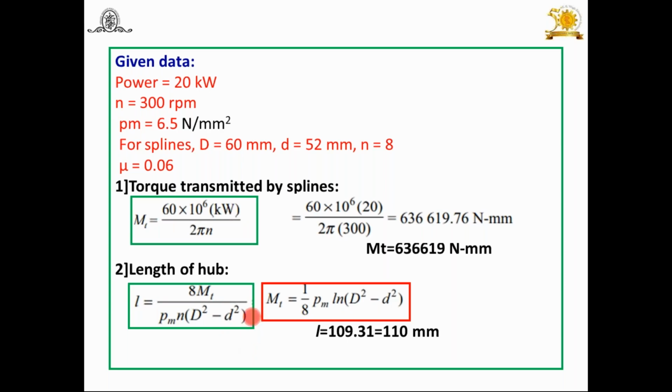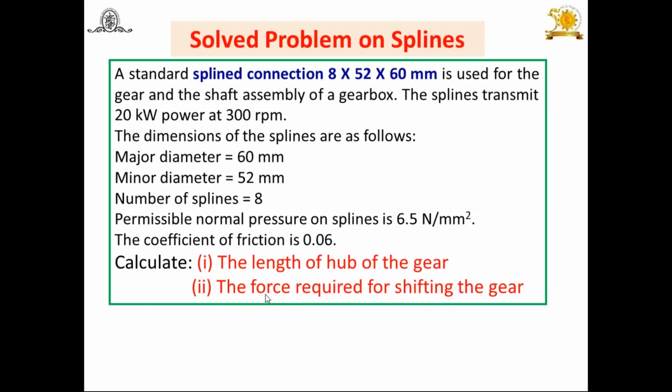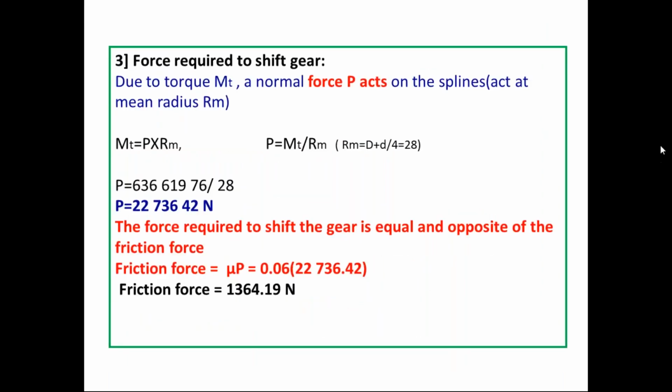But the important case is the third one, that is how to find out the force required for the shifting of the gear. To find it, first of all we have to find out the force. And how to find out the force? We know the torque transmitted by the splines. And what is torque? Mt is equal to force into mean radius. Look at this. Mt is equal to force into mean radius. And because of this force which is acting on the spline, like other cases, it's a normal force. So we are going to find Mt is equal to force into rm.